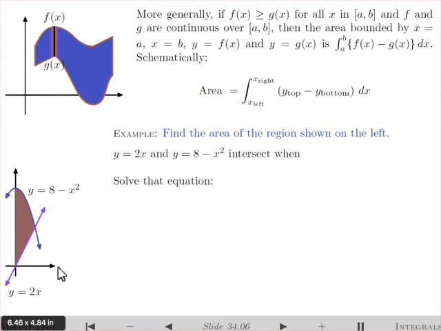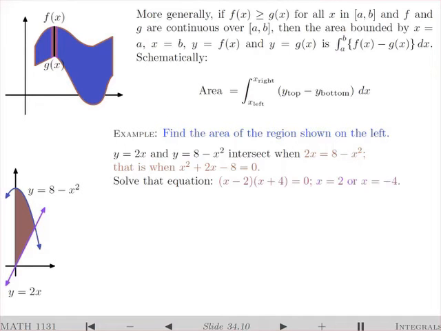That's where these two intersect. In other words, that's where 8 minus x squared equals 2x. I have to solve that equation. It's a quadratic, so I'm going to put it in standard form, which gives me x squared plus 2x minus 8 equals 0. I can solve this by factoring. The left-hand side factors as x minus 2 times x plus 4. So they intersect when x is 2 and also when x is negative 4. We are interested only in the first quadrant portion, so it must be where x equals 2. We don't really need to find the y coordinate of the point. We are not going to use it in our calculation.